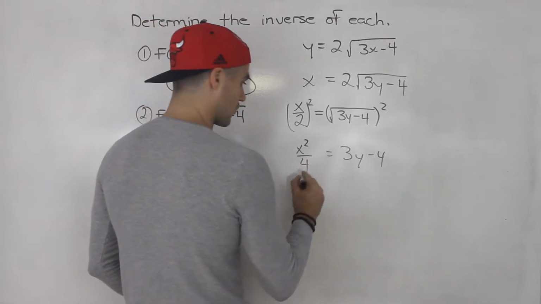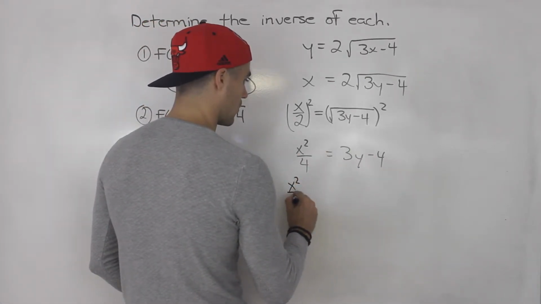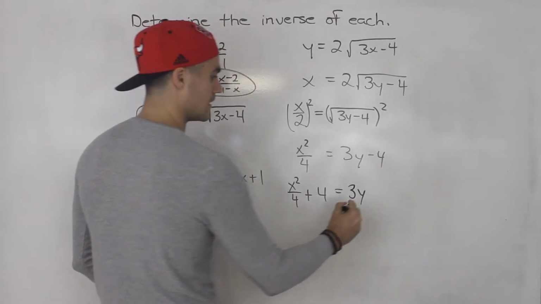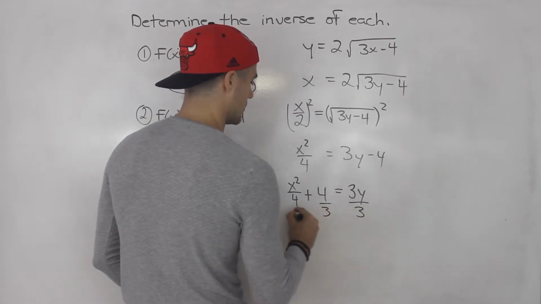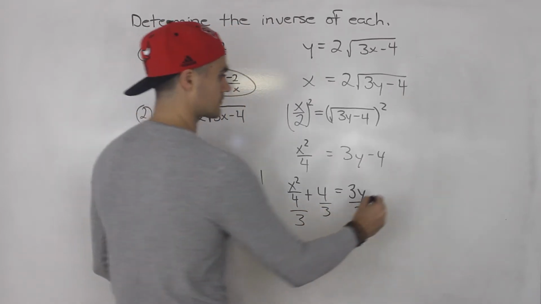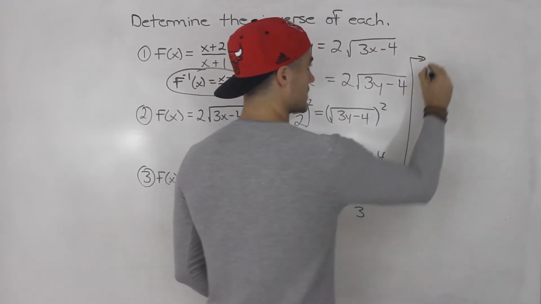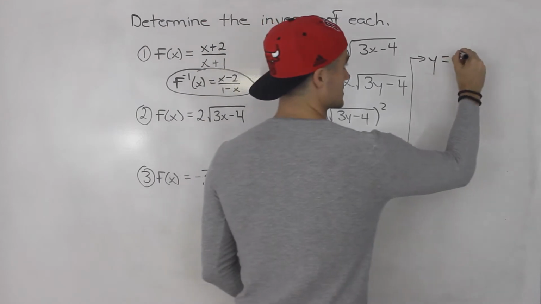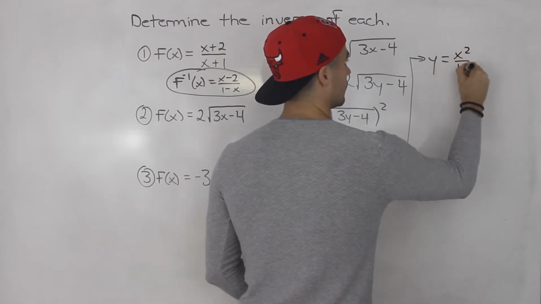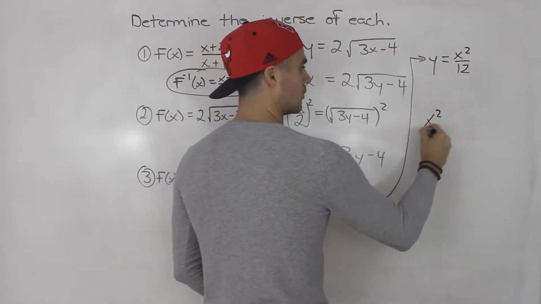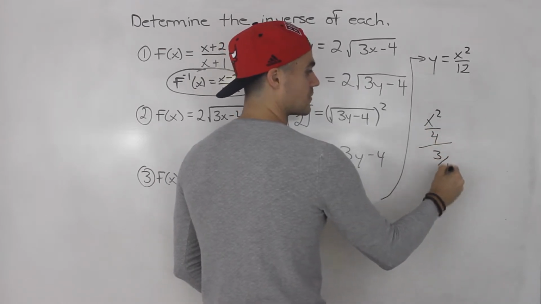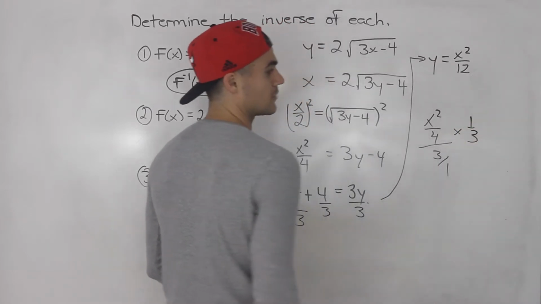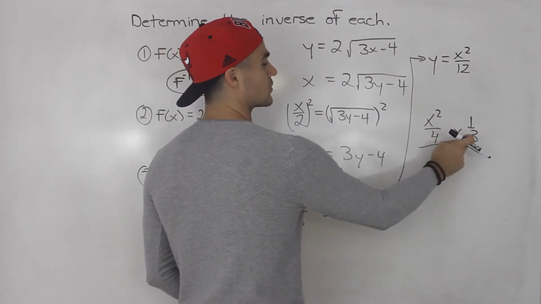And then we could bring the negative 4 over, so we'll have x squared over 4 plus 4 equals 3y, right? Brought this negative 4 over, then divide everything by 3. So we would end up having the y by itself, and then x squared over 4 divided by 3 would actually give us x squared over 12. Right? Because x squared over 4 divided by 3, that's like divided by 3 over 1. That's the same thing as multiplying by 1 over 3, right? Flipping that.